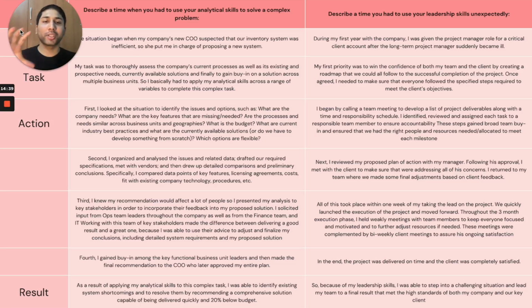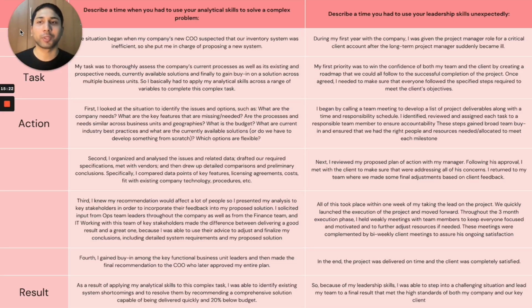As you can see that action is taking the biggest space here. Situation, task, and result are around 20%, 10% each. Right? So let me read it out to you. You can also pause this, and if you're able to read it and see the framework, the words used, the flow. So, describe a time when you had to use your analytical skills to solve a complex problem. Here, the person is saying the situation began when my company's new CEO suspected that our inventory system was inefficient. So she put me in charge of proposing a new system. Very crisp situation that there was some situation that CEO suspected and she put me in charge.